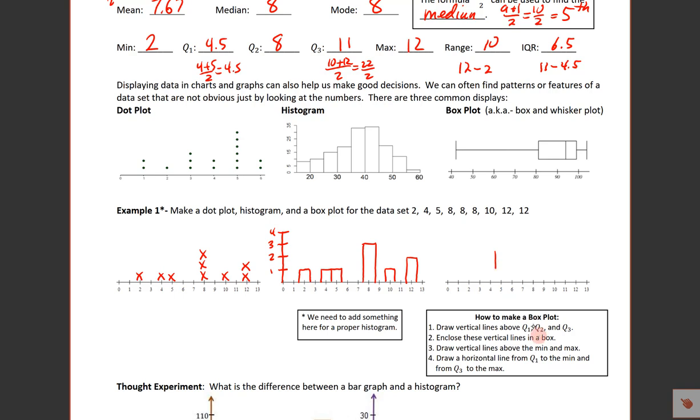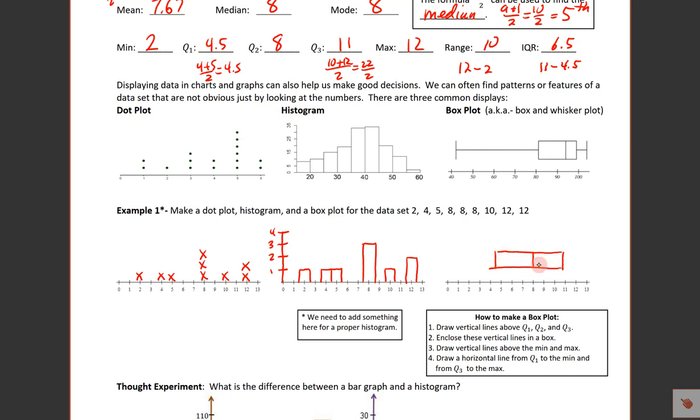Then I'm going to make one above Q2 or above the median. So that's going to be 8. So right above 8, I'm going to make a vertical line about the same length. And then Q3 is 11. So I'm going to go right to 11, and we're going to make a line like that. Okay, and then we enclose those in a box. So I'm just going to draw a horizontal line right there and a horizontal line right there. This is the middle 50% of the data.